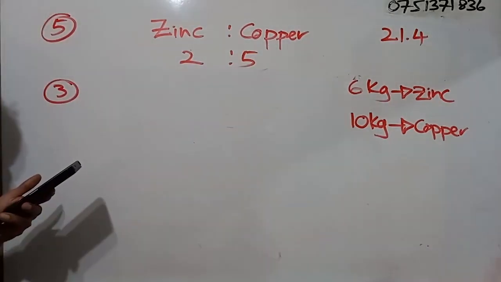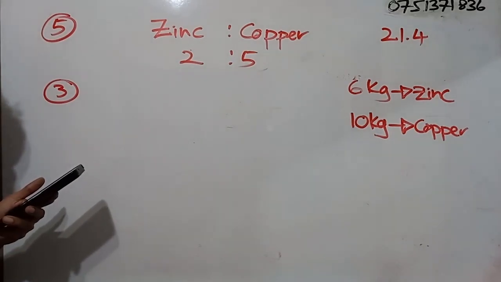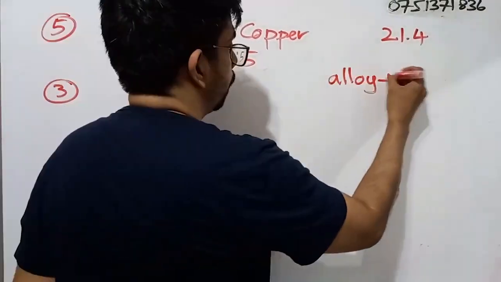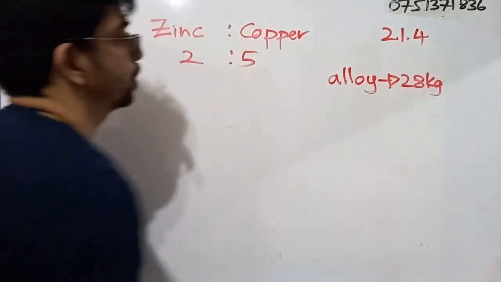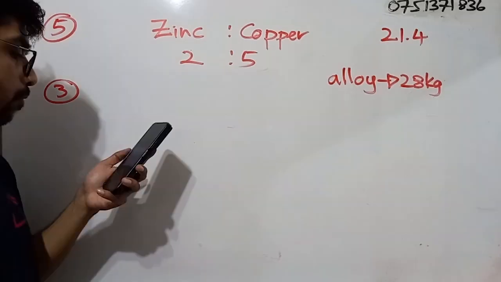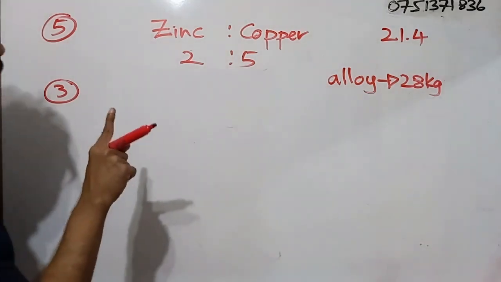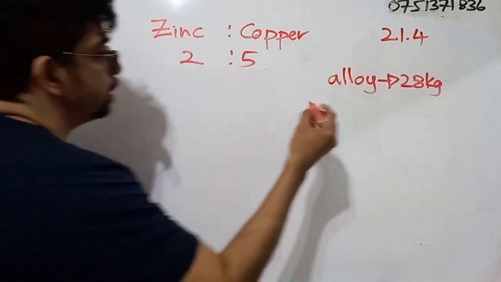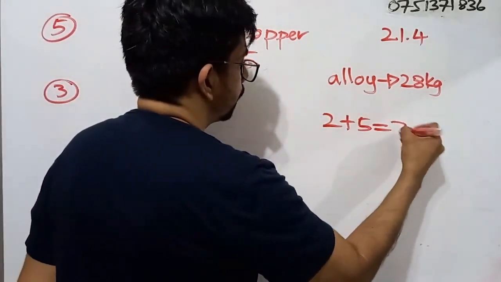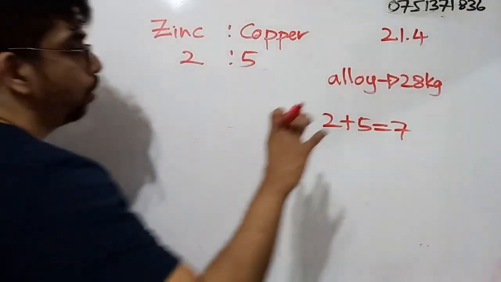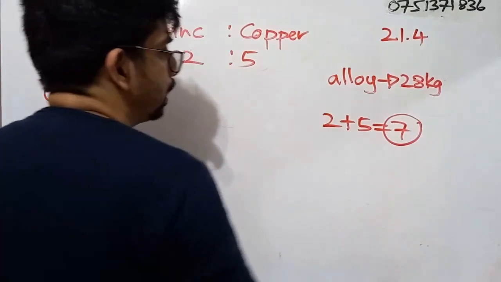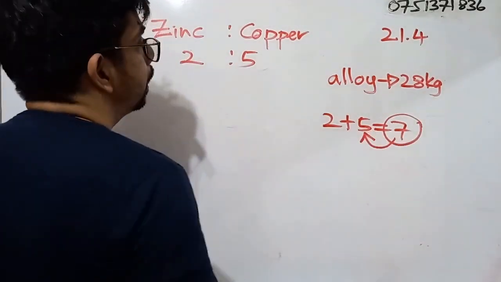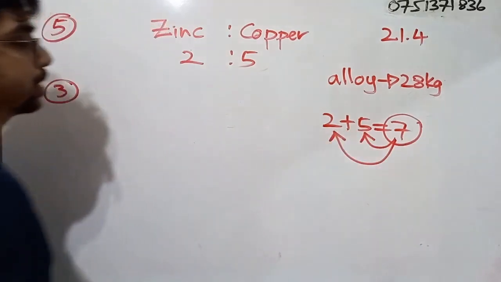Third part. Find the mass of copper in 28 kilograms of the alloy. Now the weight of the alloy is given to us, which is 28 kilograms. We need to calculate the mass of copper. So here, how many total parts are there? The ratio is 2 to 5. That means the number of equal parts is 7. Now, out of those 7 equal parts, 5 parts are copper and 2 parts are zinc.